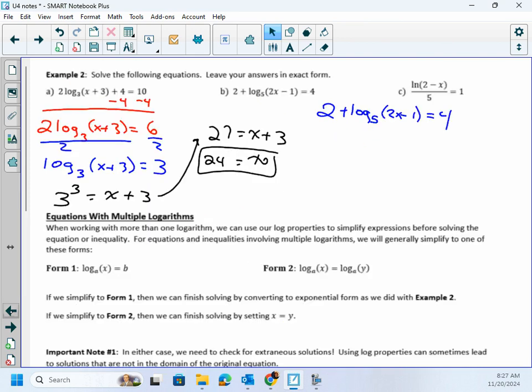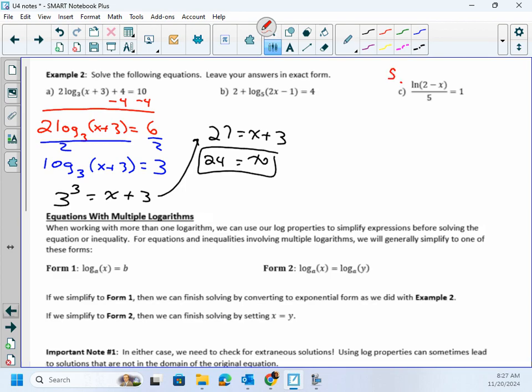Alright, letter C. Please letter C here. Again, I'm going to isolate the log term. This time it's a natural log term, doesn't really matter. I just need to isolate it, so I'm going to multiply by 5. So I have the natural log of 2 minus x equals 5, because 1 times 5 is 5. And now I'm going to take it out of log and put it in exponential. So it becomes e to the 5th equals 2 minus x.